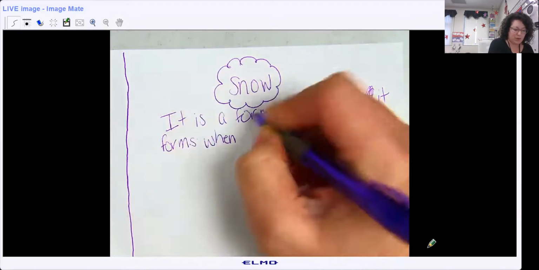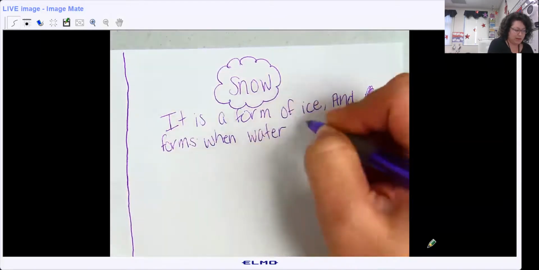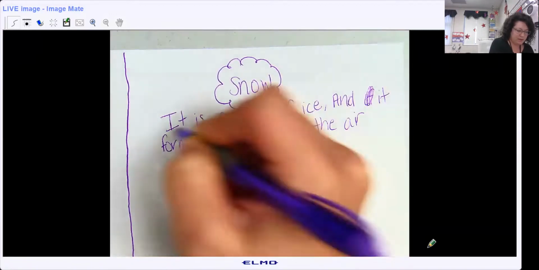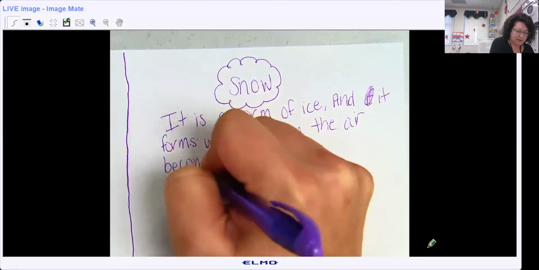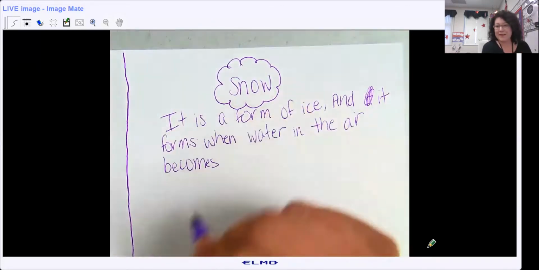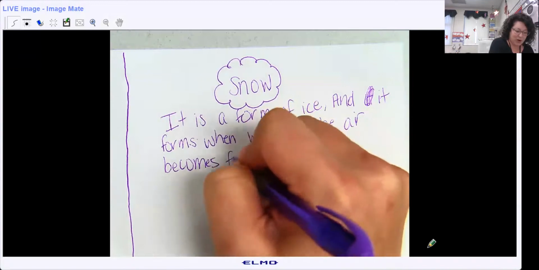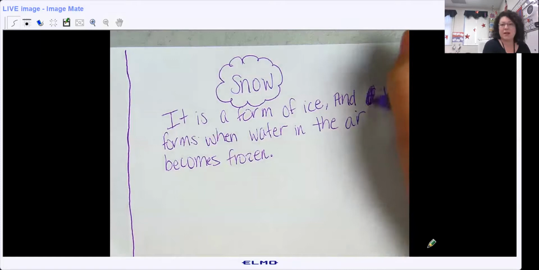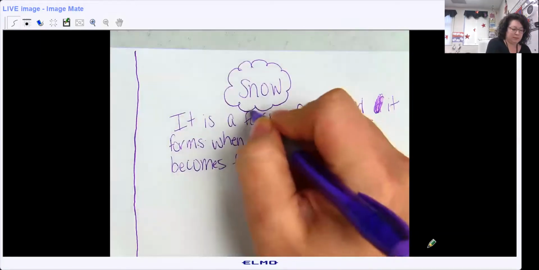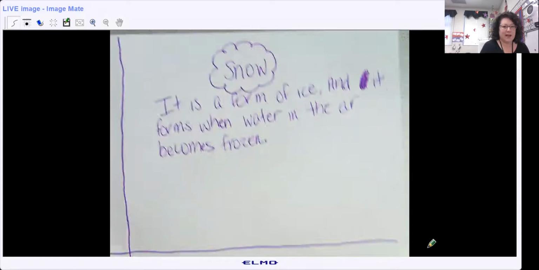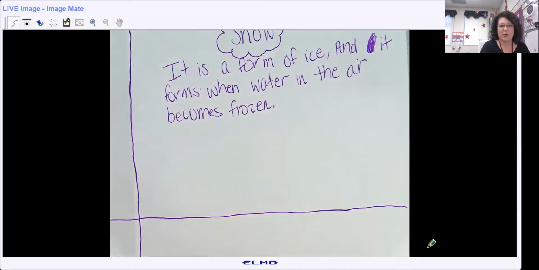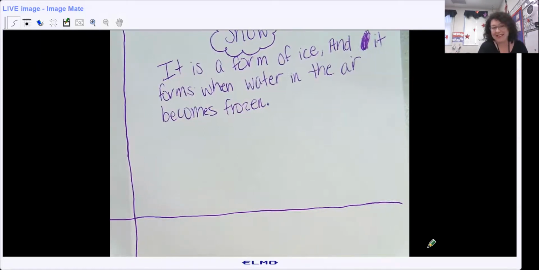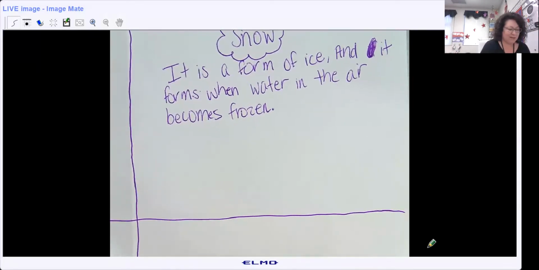when water in the air becomes frozen. This is why you should use a pencil. And then you can illustrate snow here. You can even, hey, do you want to build a snowman? I had to do it. Okay.